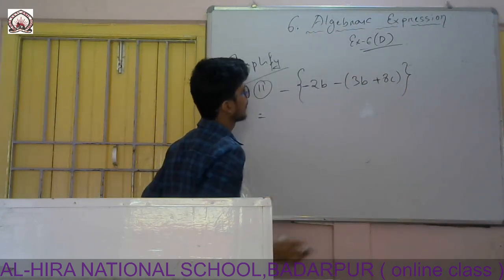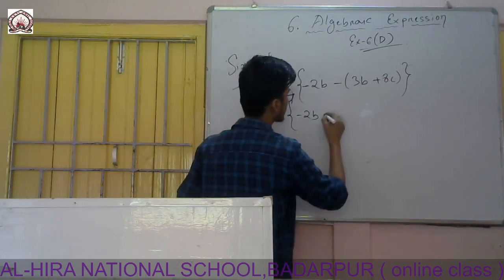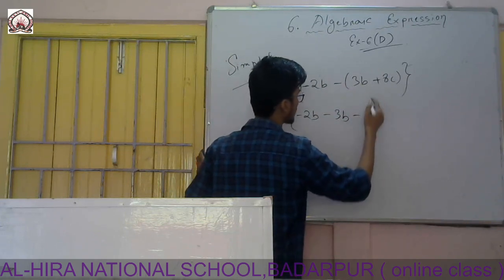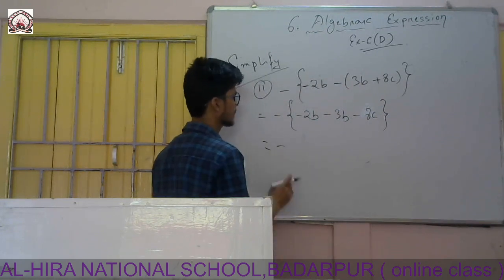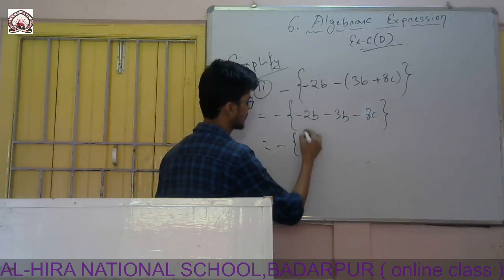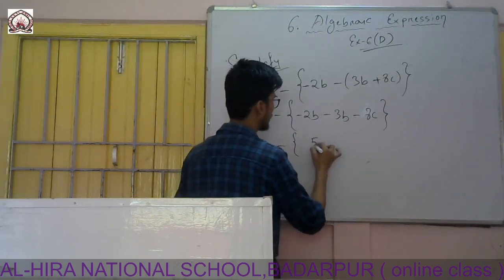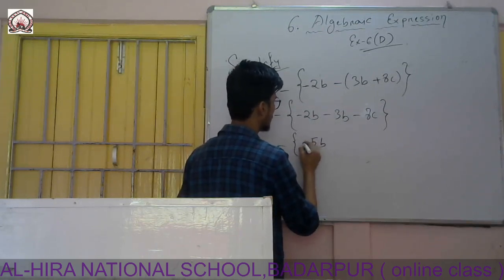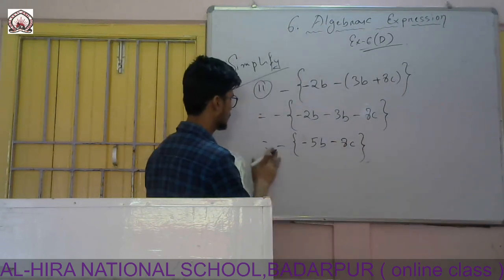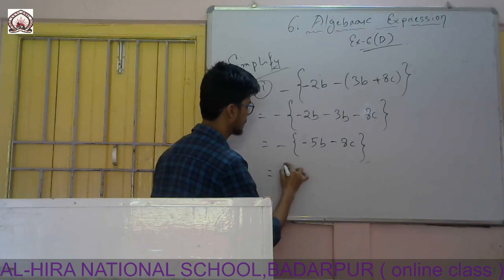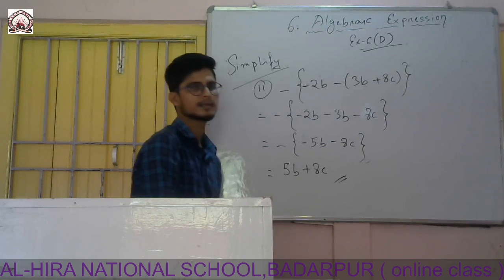So first of all, let me do this part. Let it be minus, it will be the same, minus plus it will be minus 3b, minus plus it will be minus 8c, and then close the bracket, then minus sign. Okay, let me solve this part. Minus 2b and minus 3b, so we know minus minus it is plus, 3 plus 2 is 5, variable is b, and since 3 is greater, I will put minus sign, and there it will be 8c. So now again I will remove the bracket, it will be minus minus it will be plus 5b, and minus minus again it is plus 8c. So the answer is 5b plus 8c.